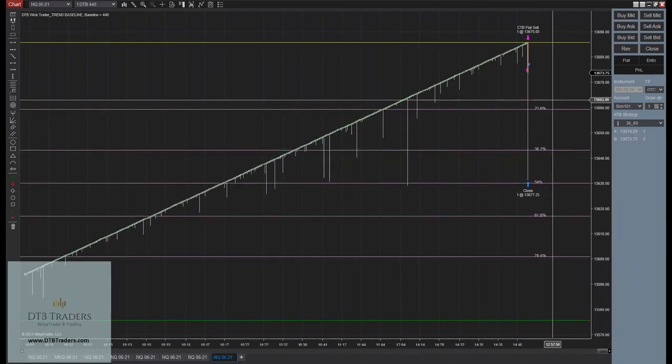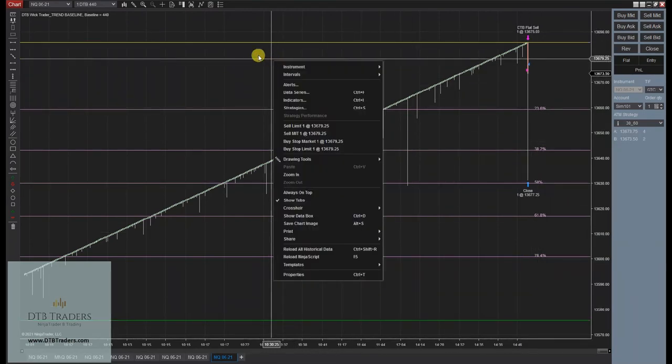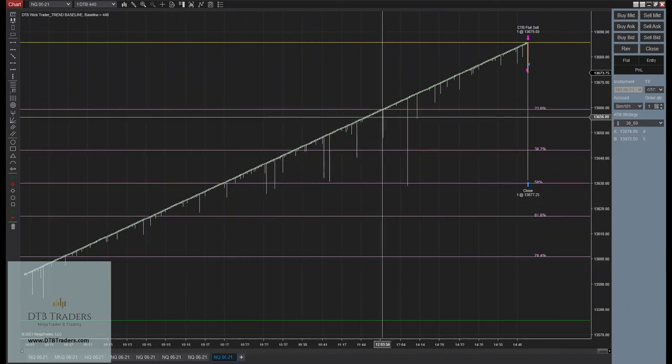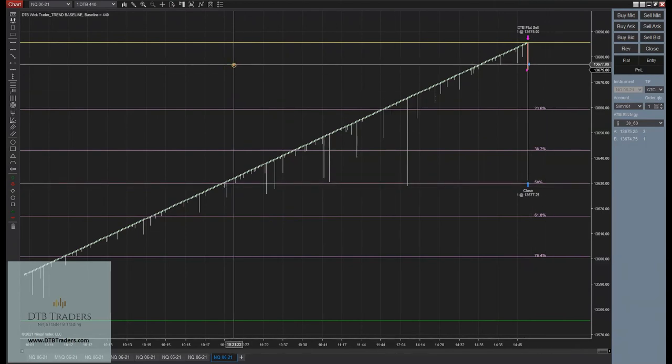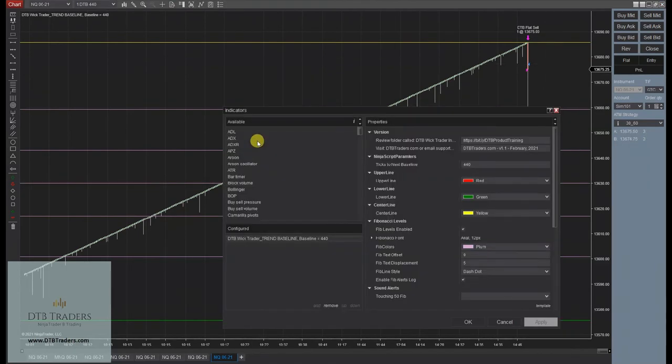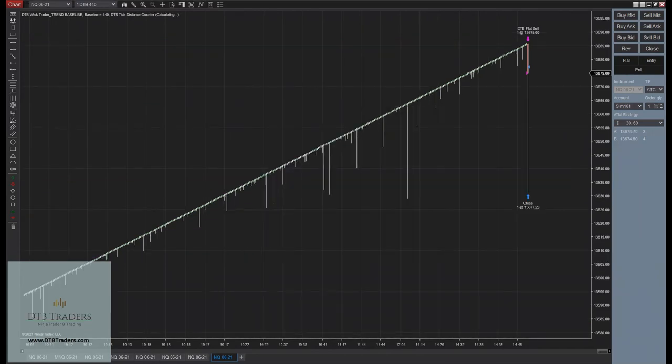Alright, so now that's going to give us those values in percentages away from the baseline. So the baseline is this one over here, and then the price breaking or deviating from the baseline is forming these wicks. So again, we can also go and apply the tick distance counter. So these two indicators you can use together. They're really good just to give you those specific values, so you know how far price is away from the baseline.